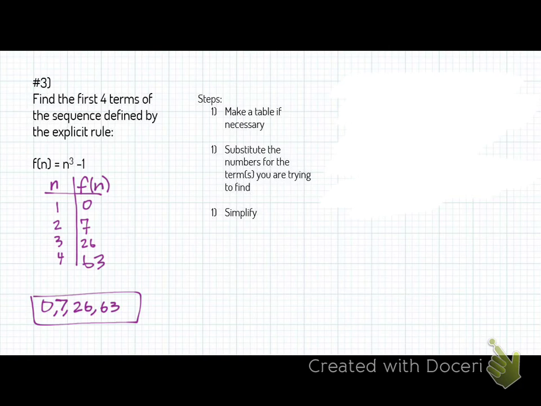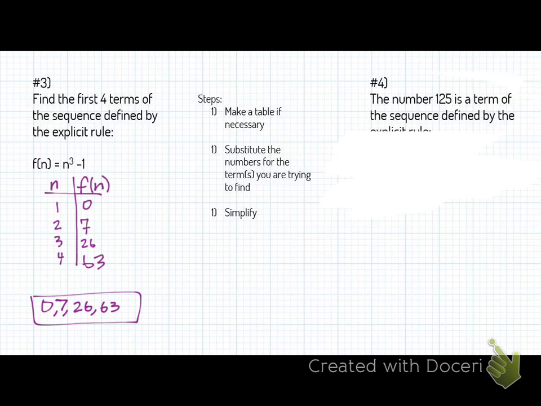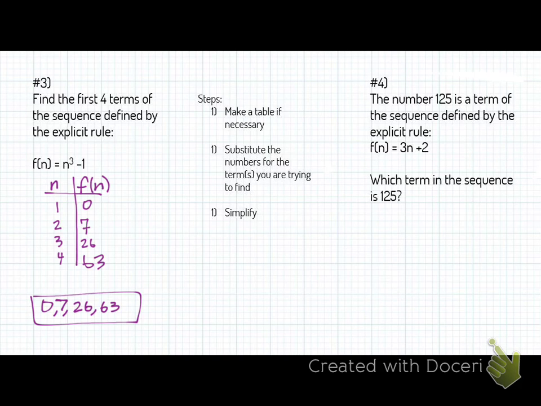Let's keep going here. Number 4. Okay, this one's a little bit different, okay? This one's saying the number 125 is a term of the sequence defined by this explicit rule. What term in the sequence is equal to 125? Okay, so this is what it's asking. Eyes up on the board, please. It's saying, if we make a table with n and f of n, what term is on the bottom, right? What would the number be here? What number makes it equal to 125?